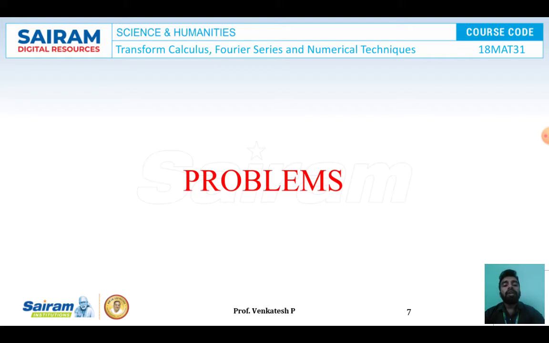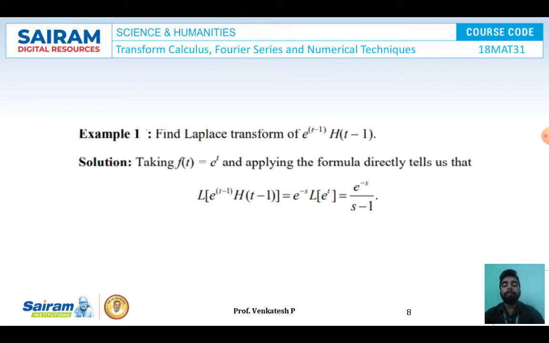Problems on Heaviside functions. The first example: find the Laplace transform of e power t minus 1 into h of t minus 1. Here I'll be choosing the function f of t minus a equal to e power t minus 1. So we can say that a is equal to 1 here.